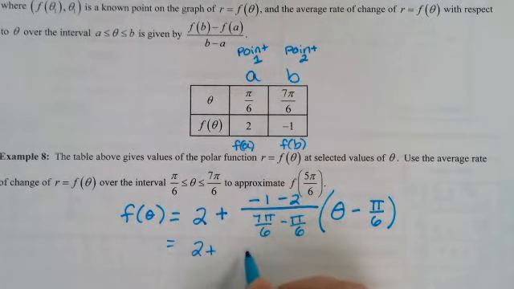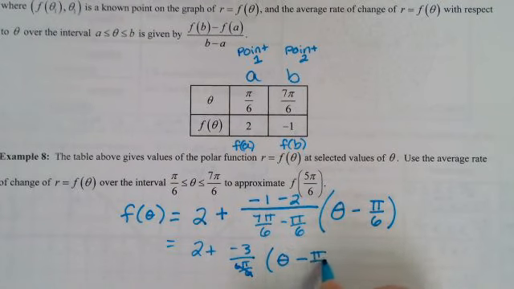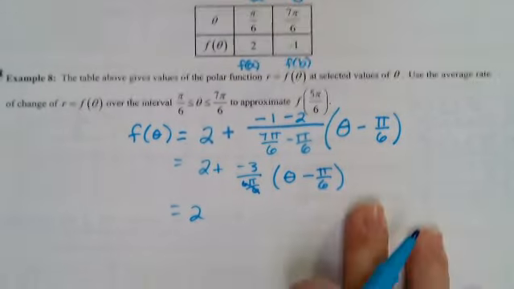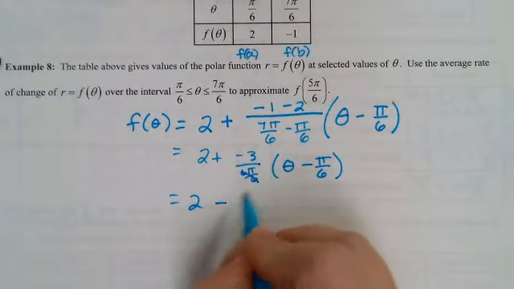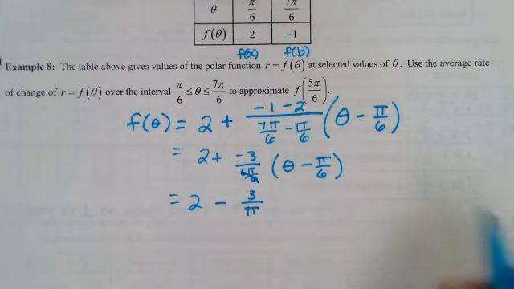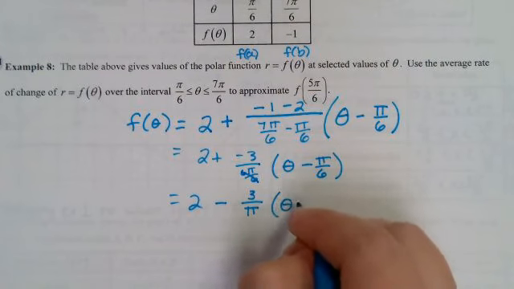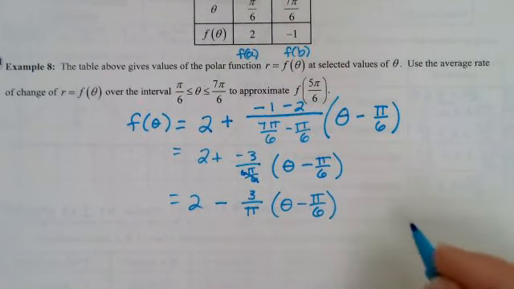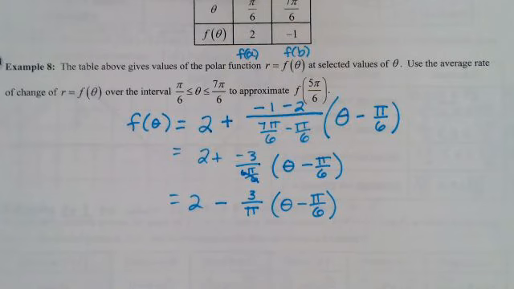So I'm going to just take a moment to clean this up. Negative 3 over 7 pi over 6 minus pi over 6 makes 6 pi over 6, which is just pi. This is theta minus pi over 6. Again, 2, we're going to make this be minus 3 over pi. And then this is theta minus pi over 6. So this is an equation that you could use to plug stuff into.